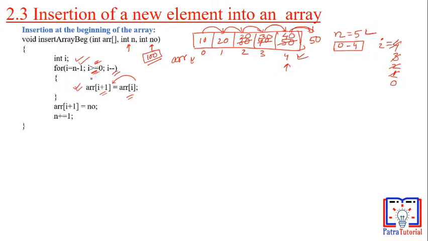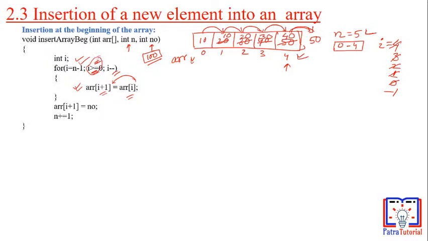Okay, so again it will get inside the for loop and it will store the value of ARR of 0 in location ARR of 1. So this 10 will be moving to this location. Now again I minus minus, this is minus 1. Now minus 1 is greater than or equal to 0? No, minus 1 is less than 0, right? So this condition is not satisfied now.